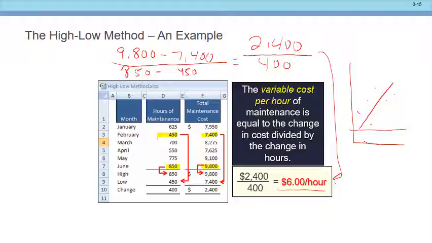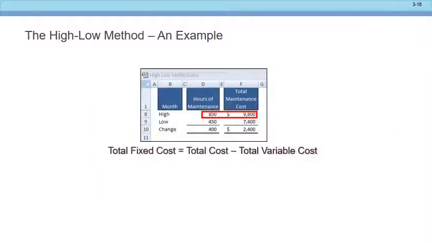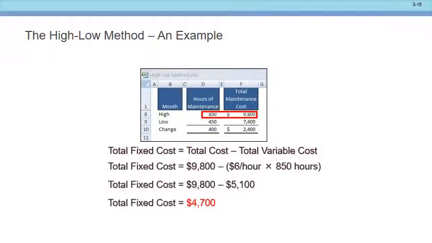So now that I have my variable cost, I can go ahead and figure out my fixed cost, right? You come over and take a look, and they tell us that to figure out our fixed cost, we will simply follow this formula: total fixed cost equals total cost minus our variable cost. And you can do this at either the high point or the low point of this graph.